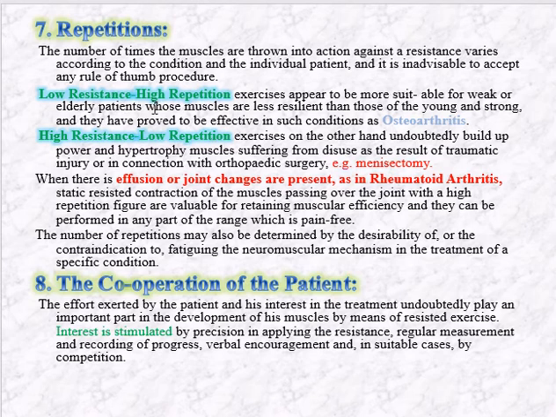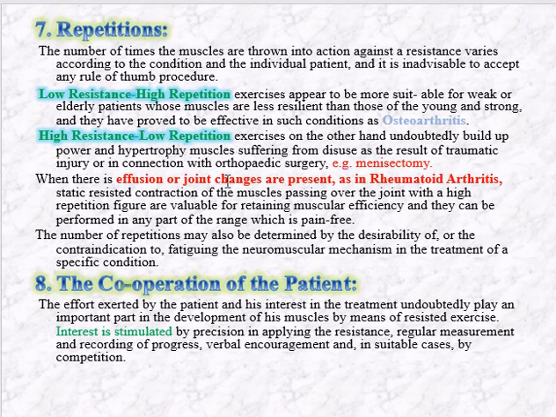First, low resistance, high repetition exercise appears to be more suitable for weak or elderly patients whose muscles are less resilient than those of the young and strong, and it has proved to be effective in such conditions, for example, osteoarthritis. High resistance, low repetition exercise, on the other hand, builds up power and hypertrophy in muscle suffering from disuse as a result of traumatic injury or in connection with orthopedic surgery, for example, meniscectomy.